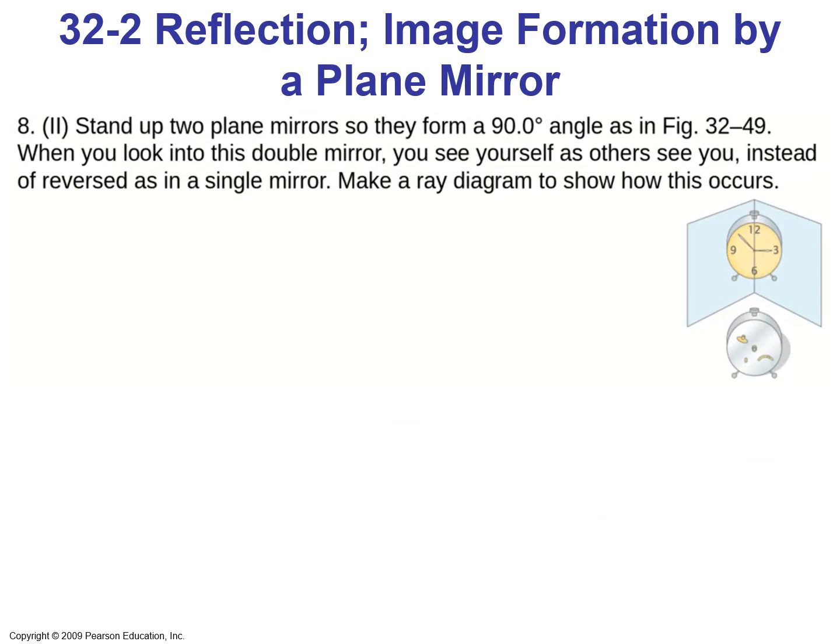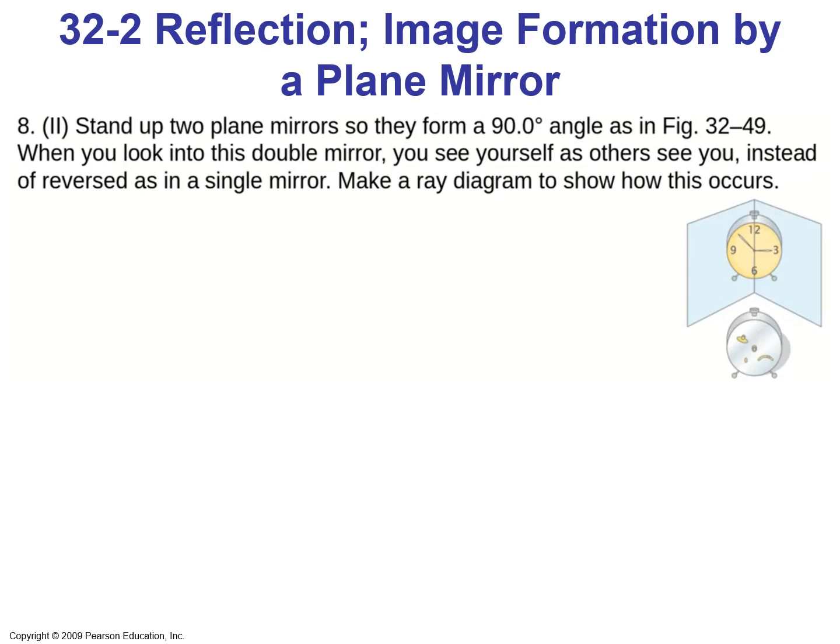Okay, let's look at another problem from the book, problem number 8, as an example. Stand up two plane mirrors so they form a 90-degree angle as shown in the figure below. When you look into this double mirror, you see yourself as others see you instead of reversed as in a single mirror. Make a ray diagram to show how this occurs.